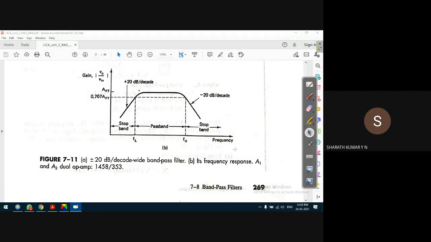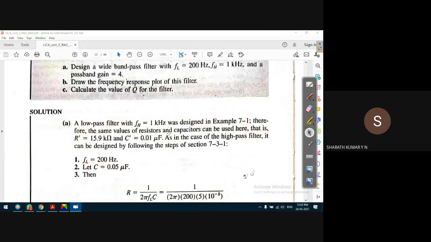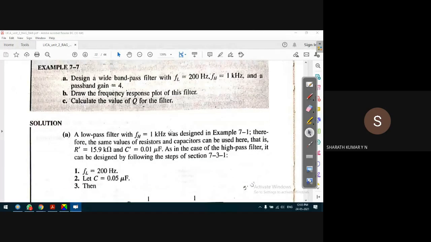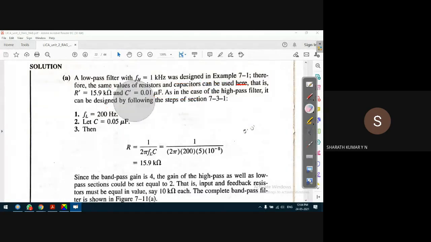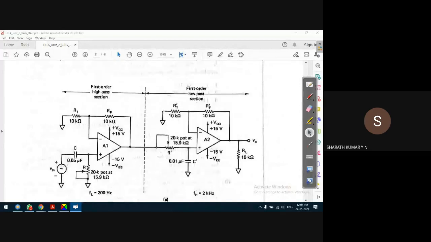So, frequency response. Here we go, the design of a wide band pass filter. Frequency FL is 200 hertz, FH is 1 kilohertz, and the pass band gain is 4. Draw the frequency response plot and calculate the Q of the filter. For a band pass filter, the upper cutoff frequency is 1 kilohertz, so the upper cutoff frequency is provided. Who will provide the upper cutoff frequency? We have to decide from this circuit.